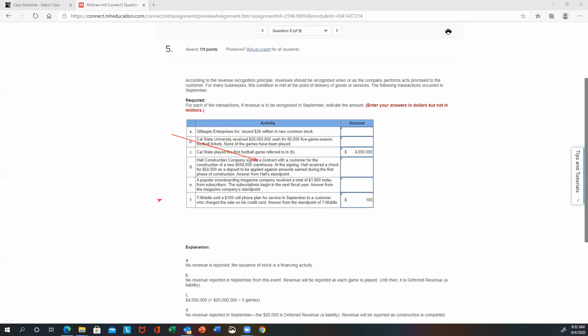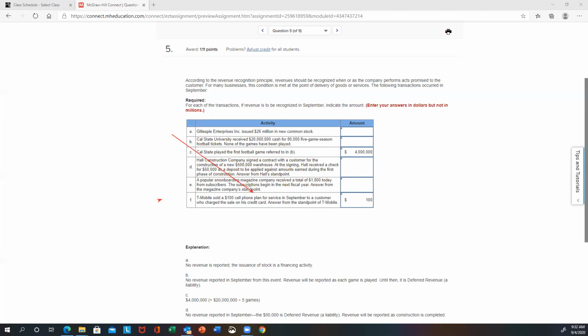Next one, they simply signed a contract for the construction of a warehouse. They got money in advance, but they actually haven't started to build anything just yet. So all of that's deferred. So nothing is recognized. Next one says they received a total of $1,800 from subscribers. Again, those are all prepayments. So that's still a deferral. You haven't recognized anything yet because you haven't earned it.